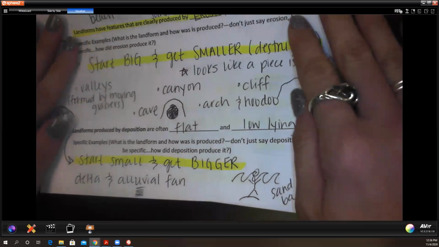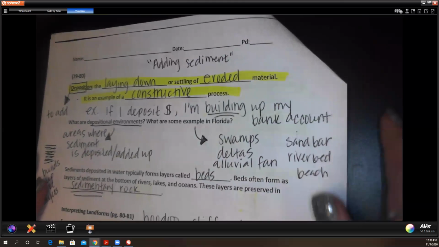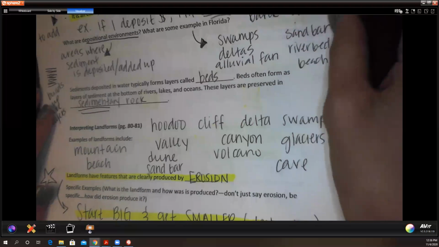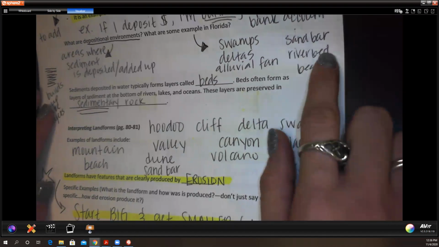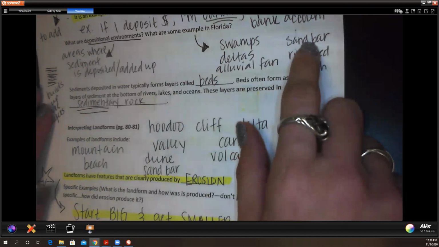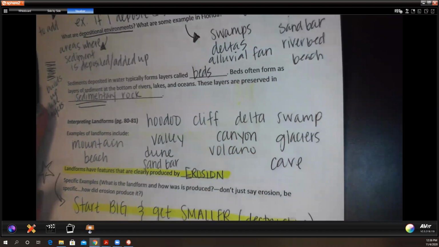So just to recap, we talked about how deposition is constructed because it builds up. Swamps, deltas, alluvial fans, sandbars, beaches, riverbeds, those are all depositional because that's where sediment is deposited and settles.